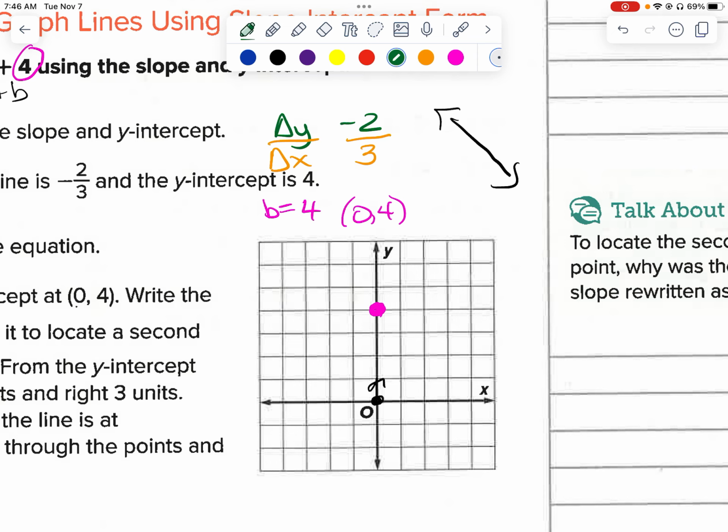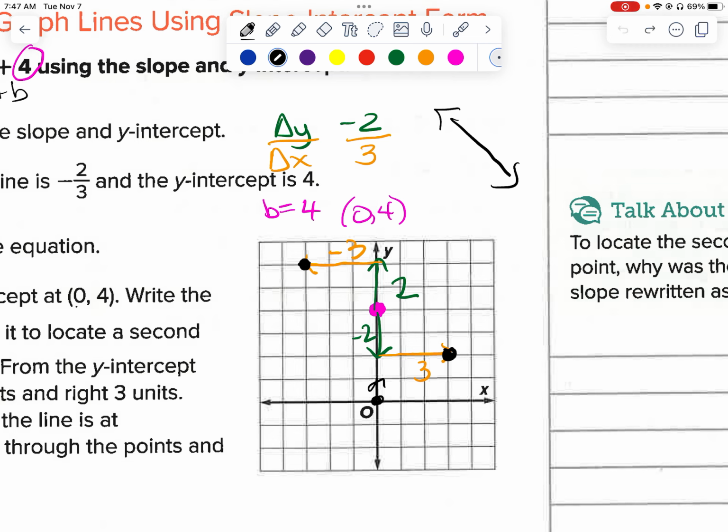Then from that point, it says that my slope is negative 2 over 3. So I'm going to go down 2. So I went down 2, and I'm going to go to the right 3. And I'm going to plot a point. There we go. Now, I do want to say that you could have gone up 2, but remember, if you go up 2, you have to go to the left 3, which would be the negative direction. So you could have gone either way, but just remember that you have to have a negative slope.